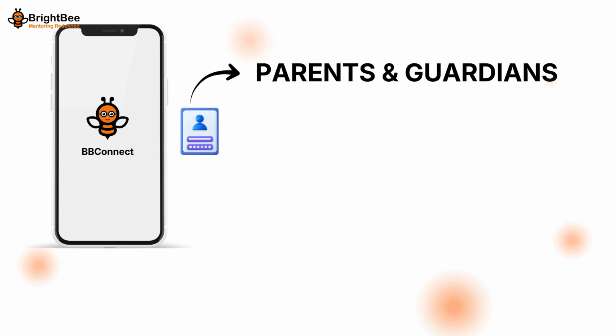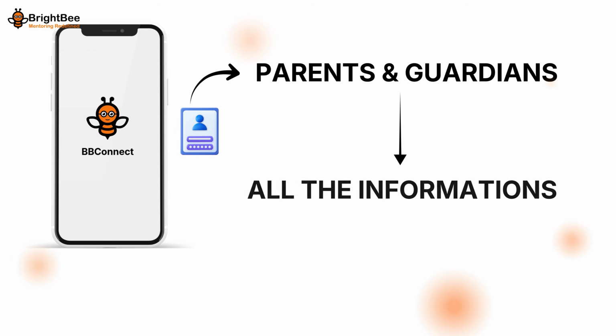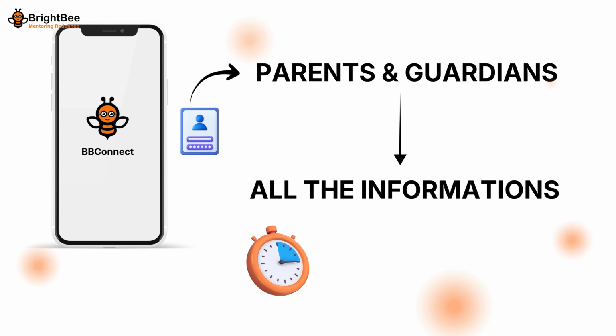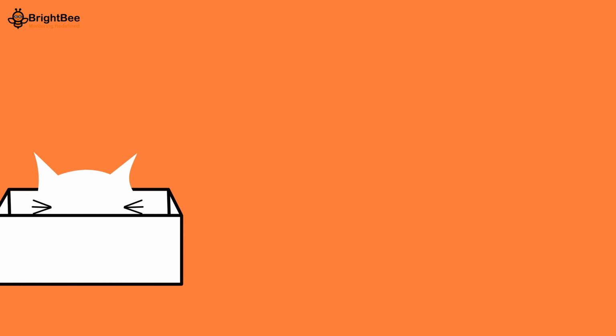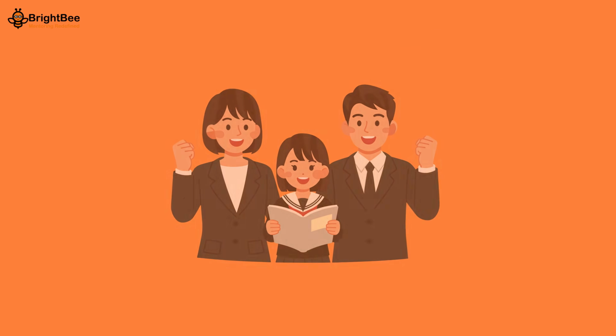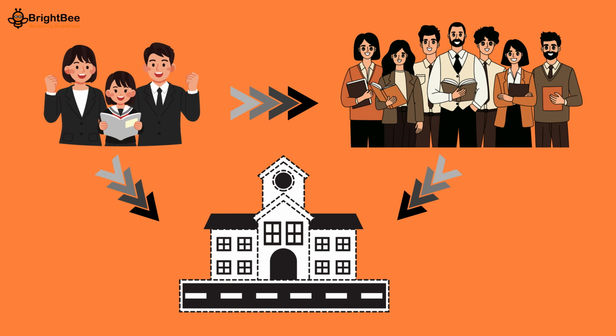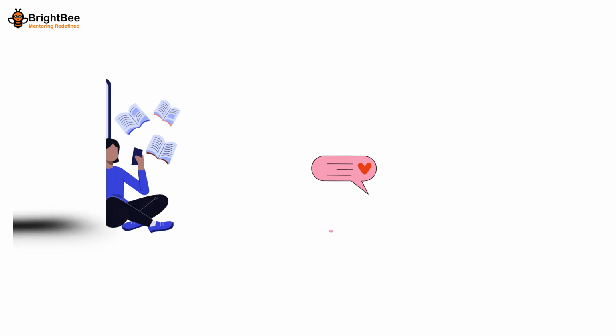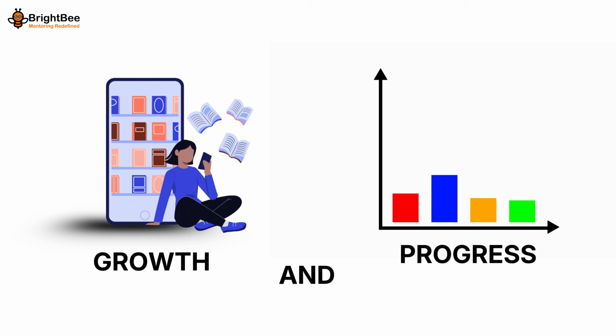BBConnect empowers parents and guardians with easy access to all information about their children, anytime, anywhere. The app strengthens communication between families, teachers, and school authorities, ensuring you stay updated on your child's growth and progress throughout their school journey.